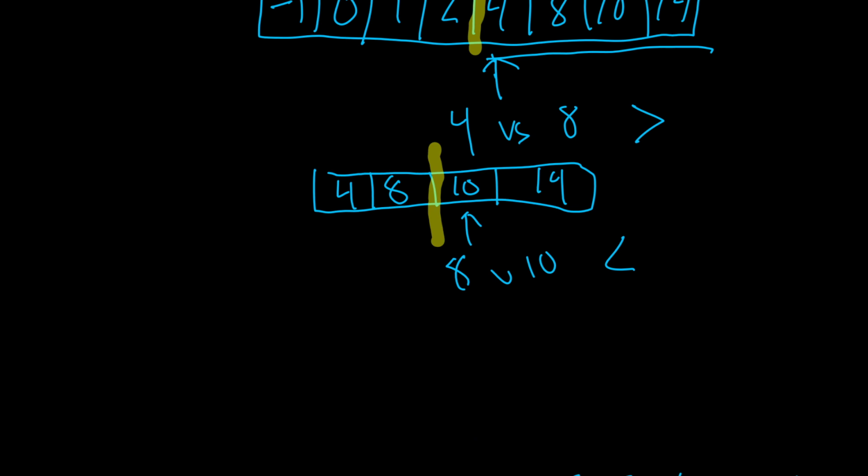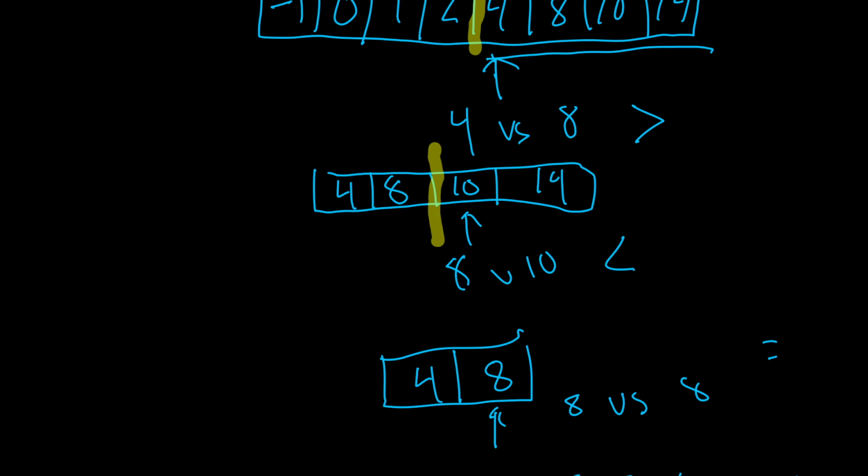Okay, now we're down to 4 and 8. Now I look in the middle, which is going to be here. So I have 8 versus 8. Got the equals. And we can say, I'll put a circle around it and go, yay. I could almost make a weird smiley face out of this. Anyways, we found it. So we searched till we found it.